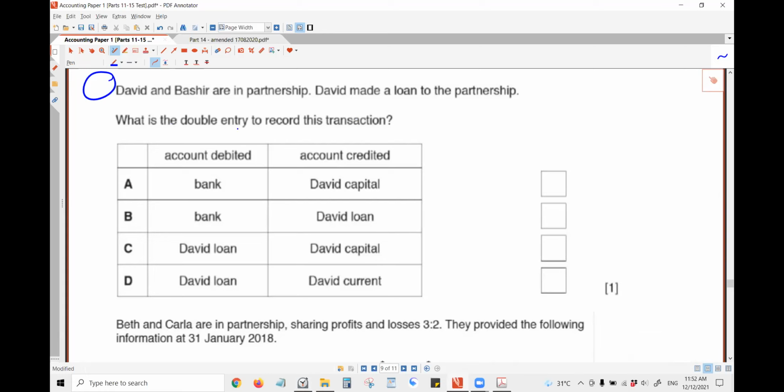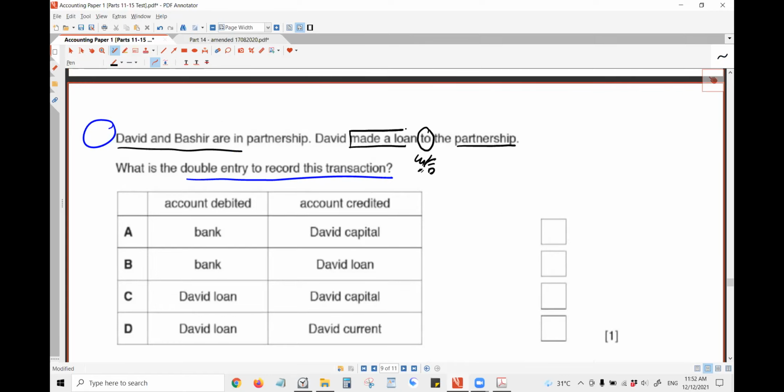So double entry to record this transaction. David and Basil are in partnership, so they are in a partnership business together. Made a loan to the partnership. In Mandarin, this is the word, right? This also means lend money to the partnership.